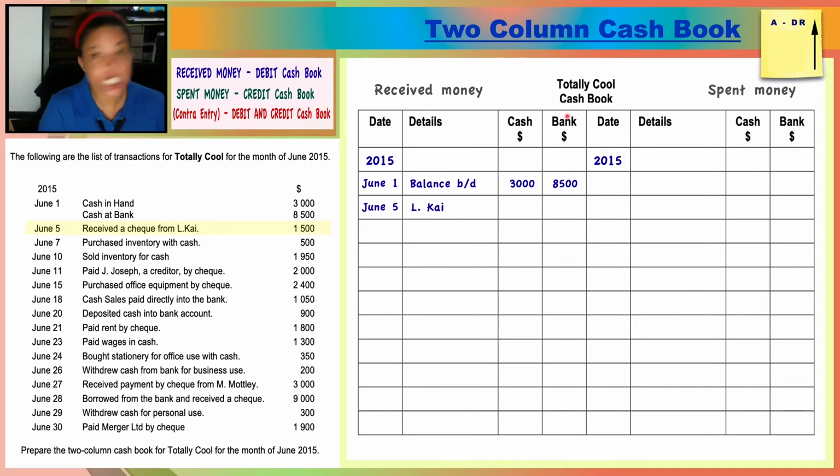A check. Once you see check, it is bank account. Okay, just note to self. So bank account, you go in the bank column. How much did you receive? 1,500. Nice, simple, easy. You go on to the next transaction.